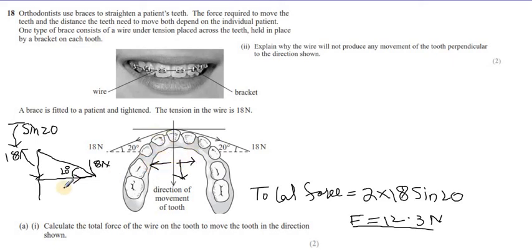If you see the diagram, you have two components of the tension. This is the perpendicular motion, but for the tension you have two components, and these two perpendicular components are in opposite directions. That's why they are cancelling, so there's no net force in this direction. That's why they will not produce any movement of the tooth perpendicular to the direction shown.